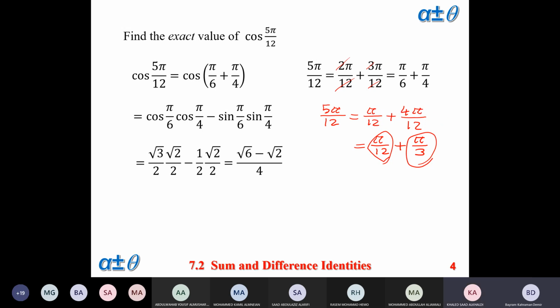Doctor, can I change the 5 pi over 12 to degrees and solve it? Yes, of course. Especially in the exam, please change it to degrees, because I'm sure it will be much easier, more simple for you. Yes.